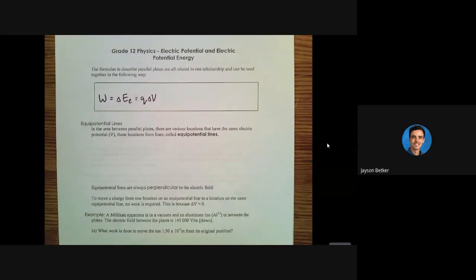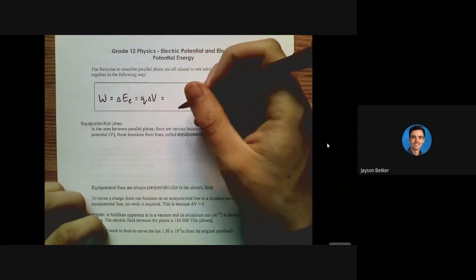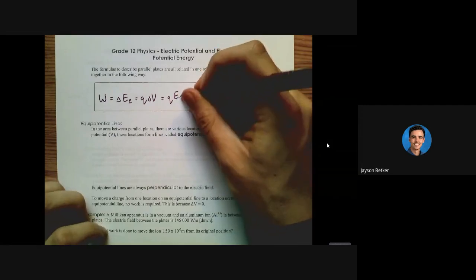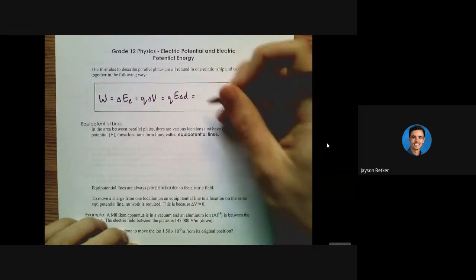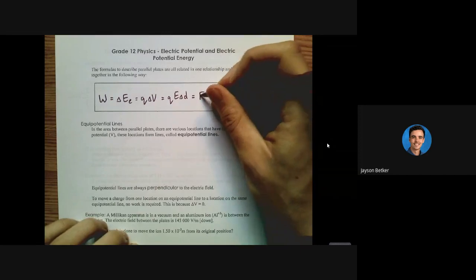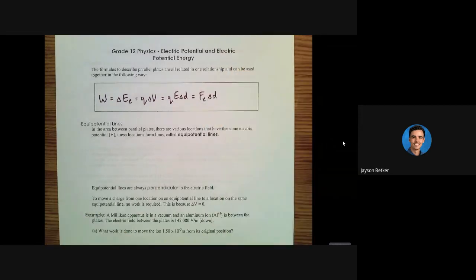Potential difference, however, is also seen as the electric field multiplied by the displacement. So we can replace that with electric field multiplied by displacement, which then also, way, way, way back, we've seen before that the electric field is equal to the force divided by the charge, right? Newtons per coulomb. So we can replace QE with the electrostatic force multiplied by the displacement.